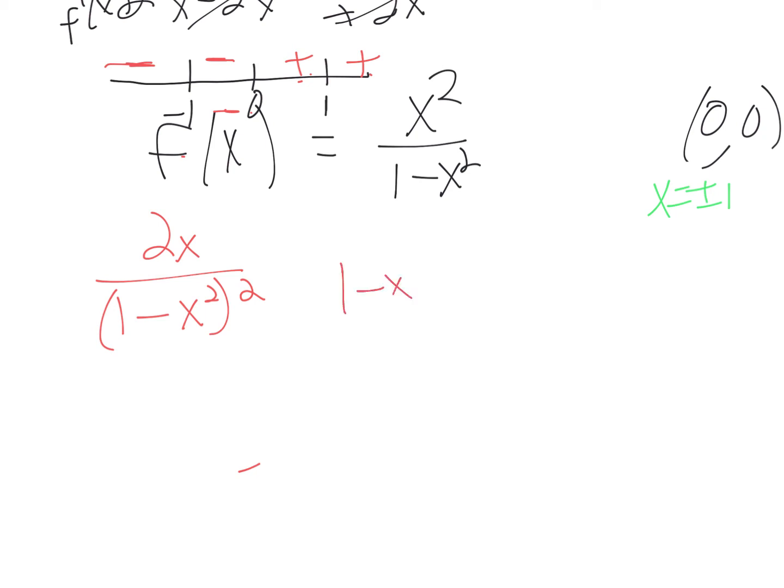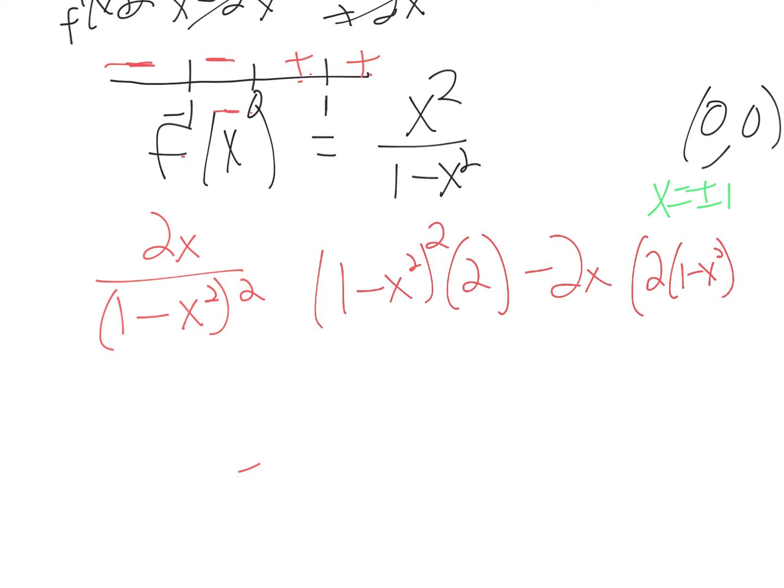So 1 minus x squared times 2 minus the numerator times the derivative of the denominator. Well, let's see. We're going to bring down 2, leave the inside alone, subtract 1, and then do the derivative of the inside, all right? The derivative of the inside is -2x, all over the denominator squared. So that becomes 1 minus x squared to the 4th power.